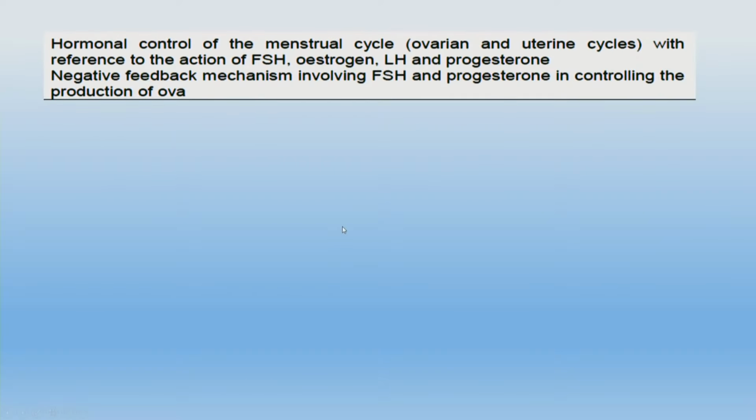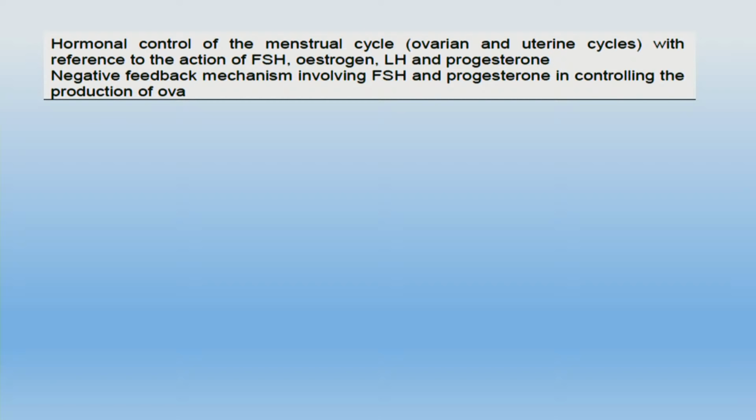and then hormonal control of the menstrual cycle, which is based on the ovarian cycle and uterine cycle, with reference to the action of FSH, estrogen, LH, and progesterone. So please make sure that you know your four hormones, which are FSH, estrogen, LH, and progesterone. Once you know these four hormones, automatically you will already have 15 marks in your pocket.